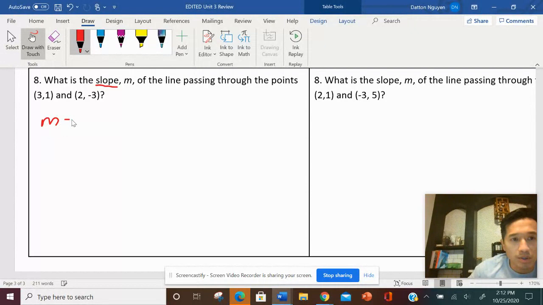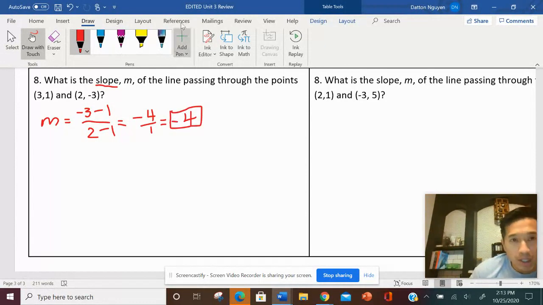My slope is going to equal, this is point 2 right here, so I'm going to do -3 minus 1 divided by 2 minus 1. So what do I get? I get -4 divided by 1, which gives me -4. That's my answer. That's all I have to do.